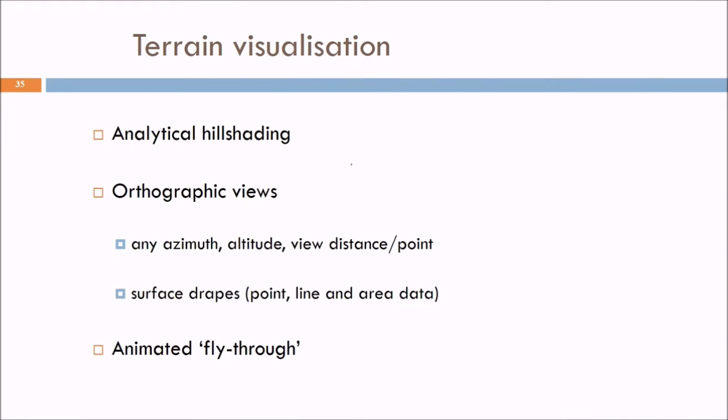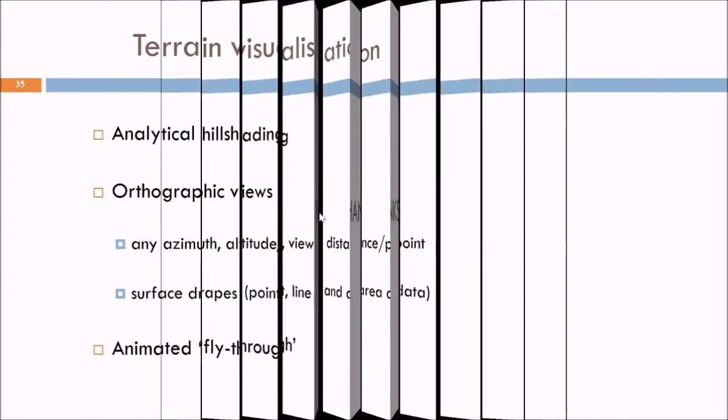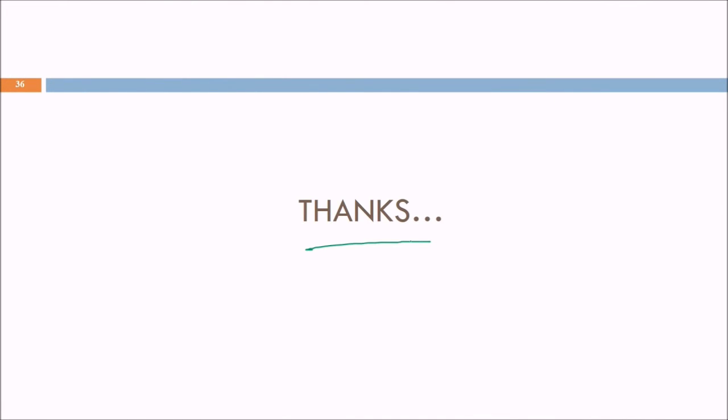Then the terrain visualization outputs are analytical hill shading, the orthographic views, that is any azimuth, altitude, view distance point, and the surface drapes like point, line, area data, and also the animated fly through. So these were some aspects of terrain modeling. We have seen DEM in detail, and the outputs and the secondary outputs, which are very important while the DEM is under consideration. So thank you so much. This is all for terrain modeling.